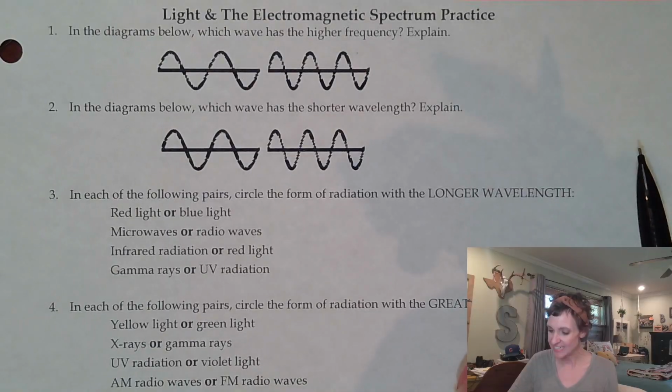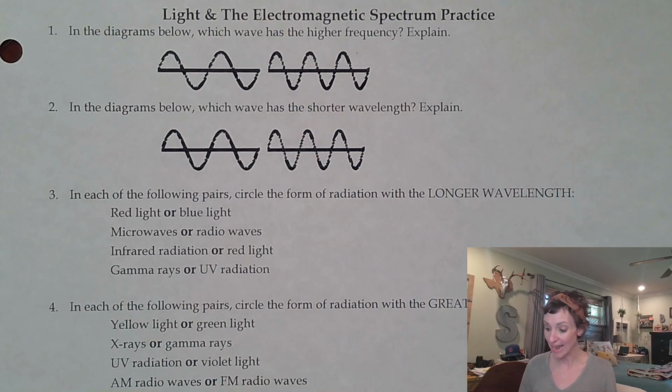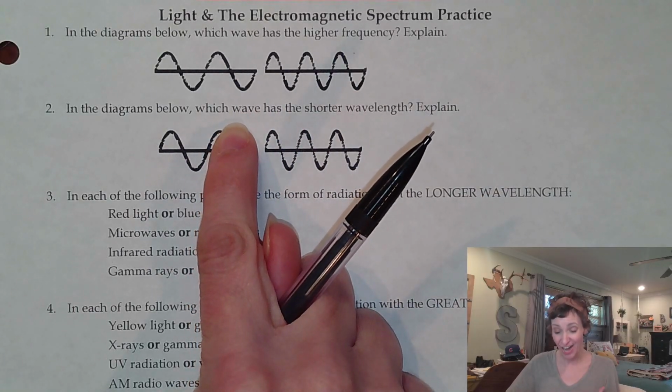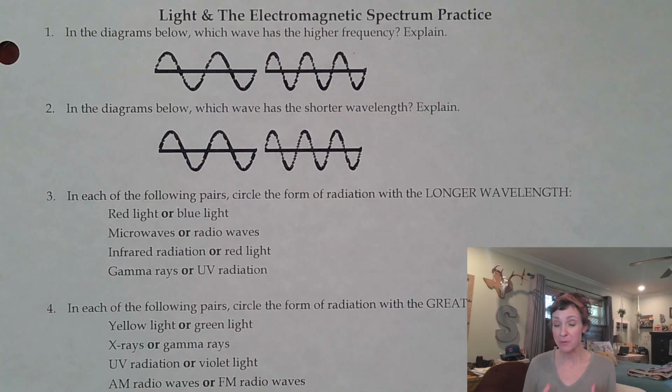Okay, it says in the diagram below, which wave out of these two waves has the higher frequency? Now, frequency is a measure of how many wave cycles happen per second. Well, frequency and wavelength go hand in hand. The higher frequency wave is going to have a shorter wavelength, right? And a lower frequency wave is going to have a longer wavelength.